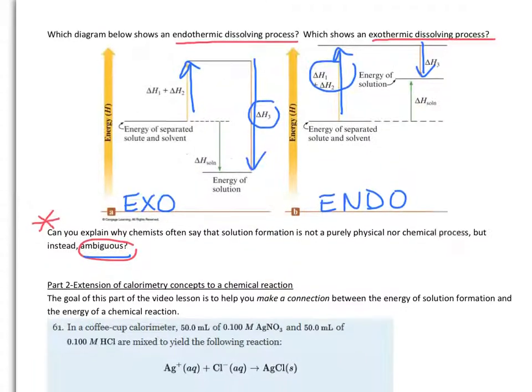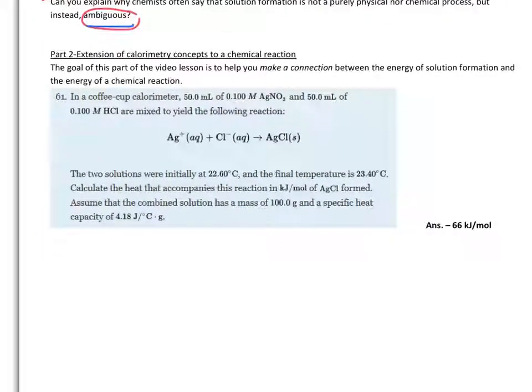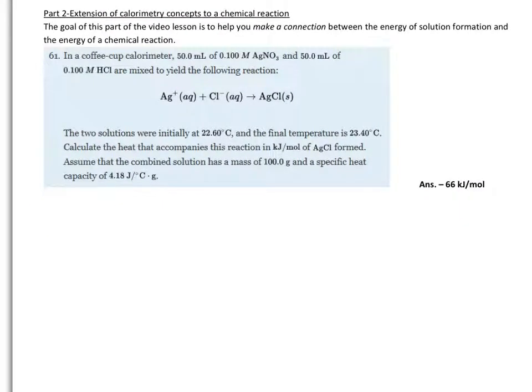Speaking of chemical reactions, I'd like to go ahead now and move on to part 2, which is the extension of calorimetry to a chemical reaction. What I'd like you to see here is that many of the things that you already know about the calorimetry of solution formation can be applied to the calorimetry of a chemical change. Let's take a look at number 61 together, and I will show you how to set this problem up and solve it.